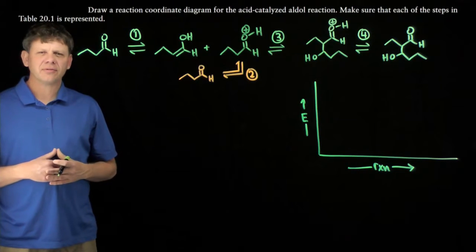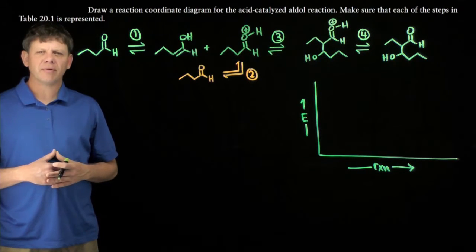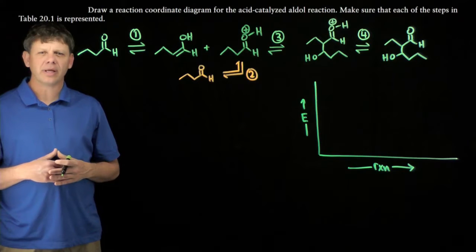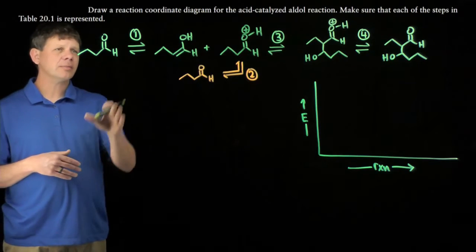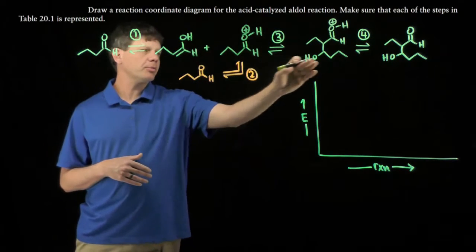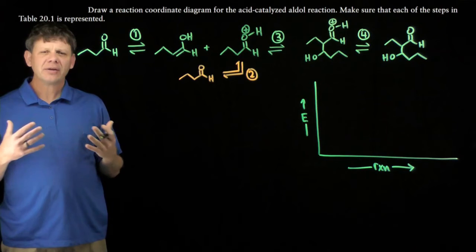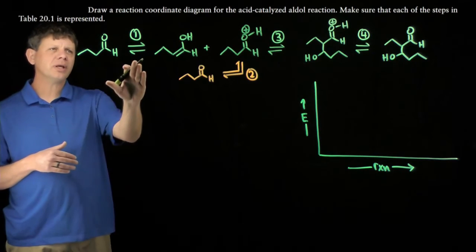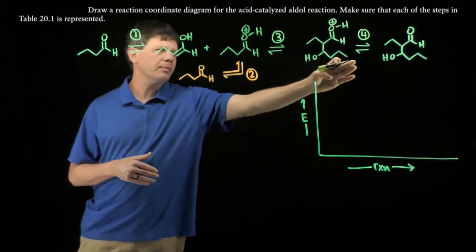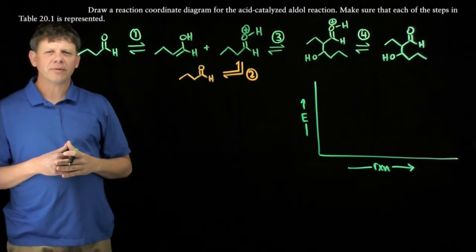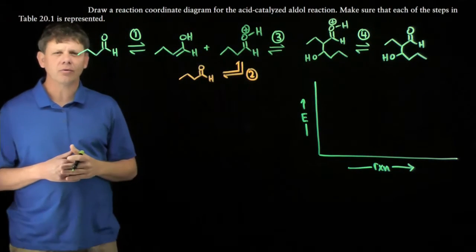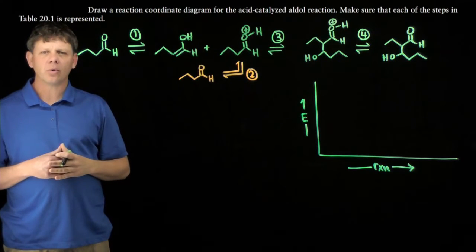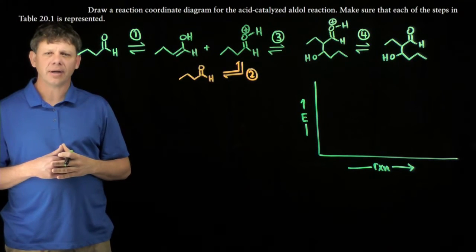This assessment asks us to draw the reaction coordinate diagram for the acid-catalyzed aldol reaction, highlighting the steps shown in Table 20.1. I've shown those steps here, Step 1, Step 2, Step 3, and Step 4. The reaction coordinate diagram that we're going to show is only going to be for Step 1, Step 3, and Step 4. The reason for that is that this aldehyde gets protonated to join this overall reaction, so we won't show it in the reaction coordinate diagram.